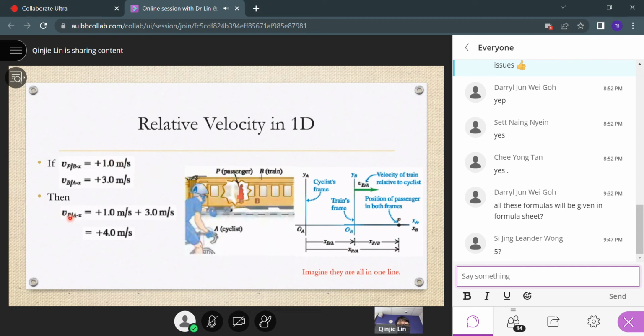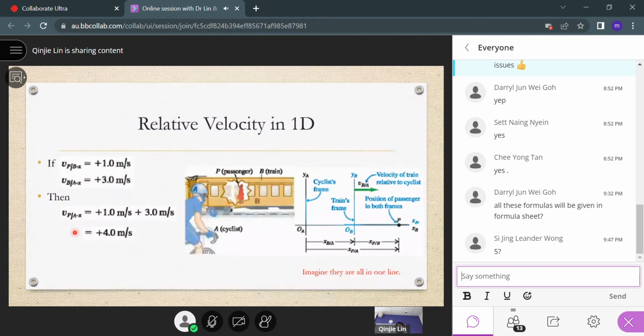Then the velocity of the passenger relative to a stationary object outside, the real velocity, is actually this one plus this one. Remember, VPA equals VPB plus VBA, correct? In the previous slide. So you take 1 plus 3, it will become 4. So the passenger thinks she's walking at 1, but actually she's moving at 4 because the train is also moving. Okay, so 1D is easier to understand. This part, you all can understand. So this is relative velocity and relative position, all that, right?